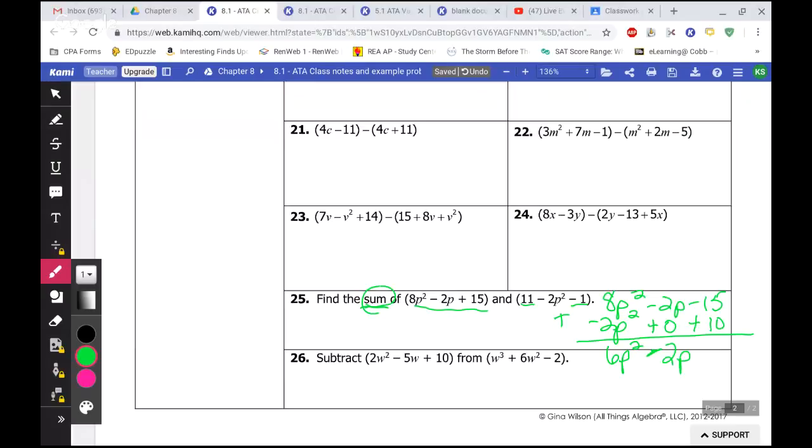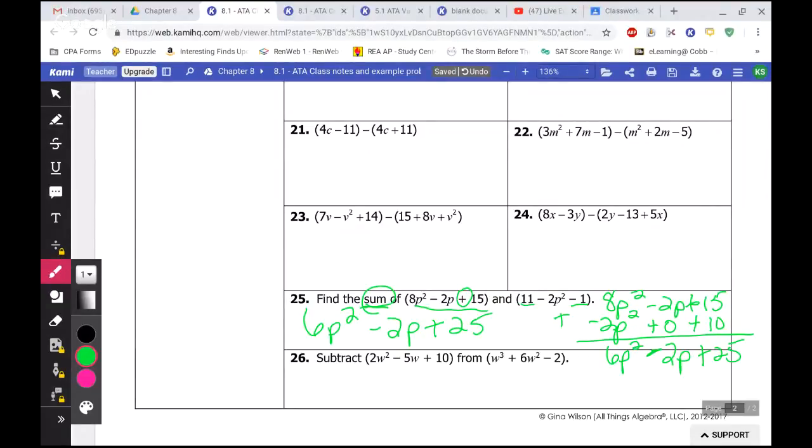It's kind of a hard thing to say. That's a negative. And negative 15 plus 10 is, oh, I'm sorry. That's a plus. I was just double checking. That's a plus 15. So 15 plus 10 is plus 25. So my final answer for number 25 is 6p squared minus 2p plus 25.